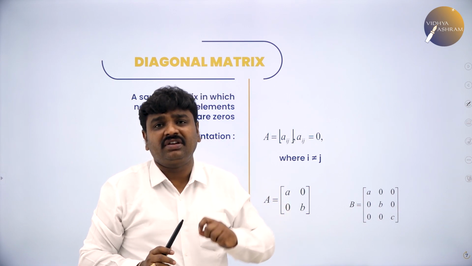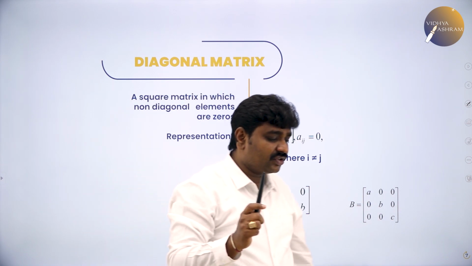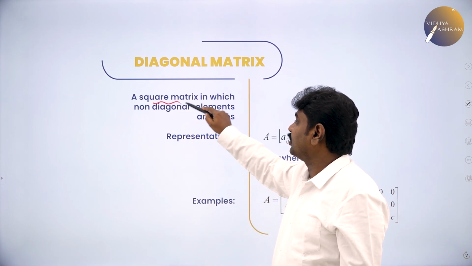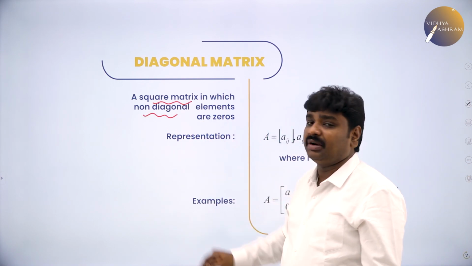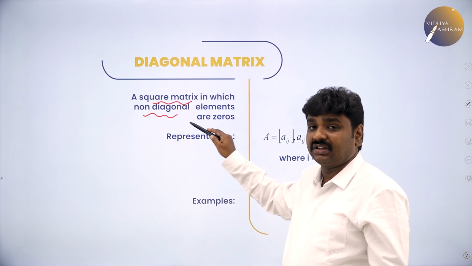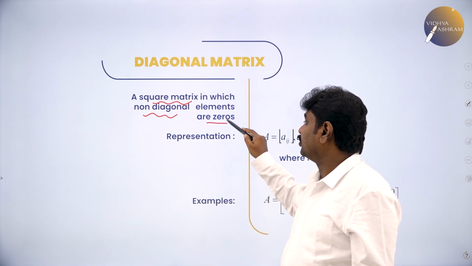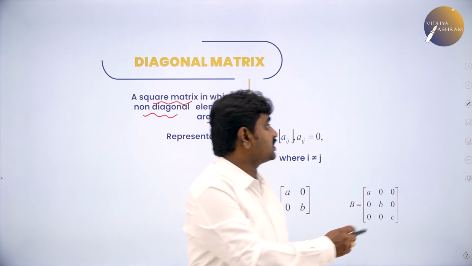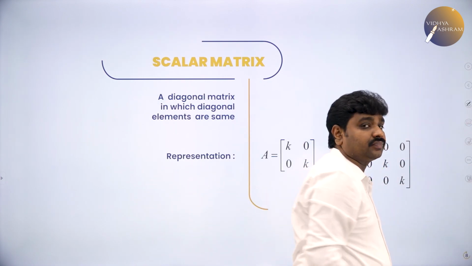So now what I want you to be thorough with is the diagonal matrix. What is a diagonal matrix? It is a square matrix in which non-diagonal elements are zeros, that is, elements other than the principal diagonal should be zeros.